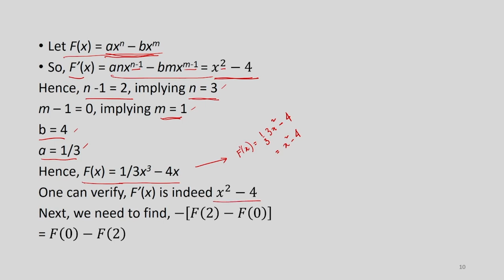Now, comes the last part, which is I have found out capital Fx, but since the values of small fx are negative, I basically take the negative of f of b minus f of a, right, minus of f of 2 minus f of 0. If I multiply by the negative sign, then I get f of 0 minus f of 2. And now I use this particular form that I have found out.